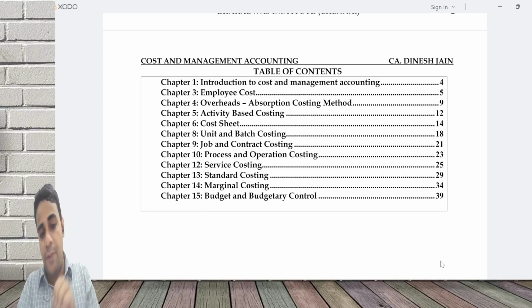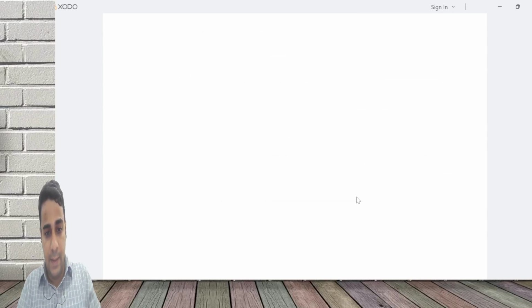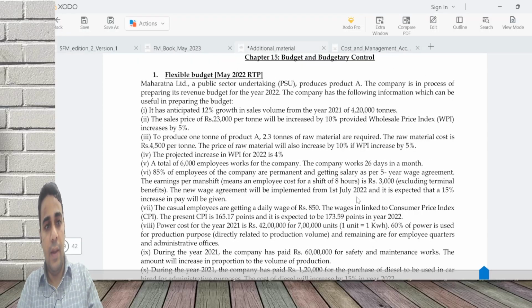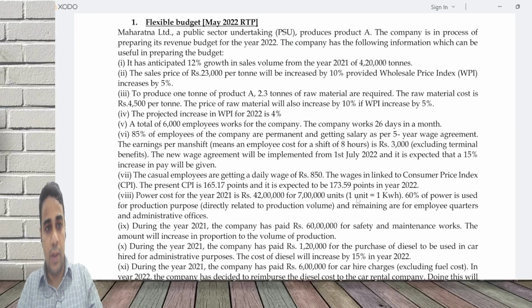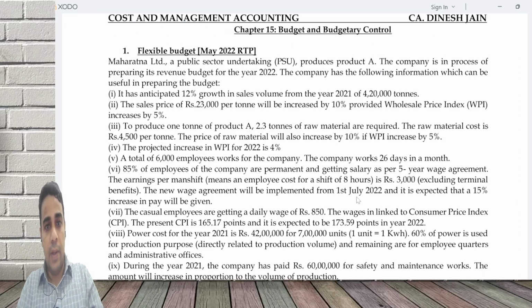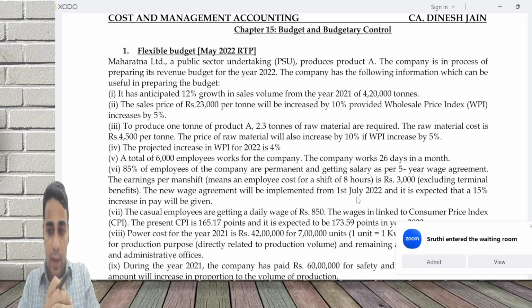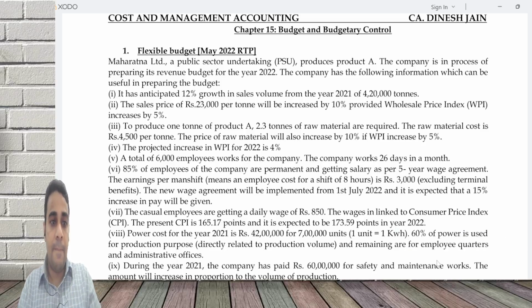I am going to first start with budget and budgetary control. We're going to start with questions in budget and budgetary control. That's the area we will do. This is page 39. Let's start with this now. Chapter 15, budget and budgetary control. I'll start with question 1, which is on flexible budget.